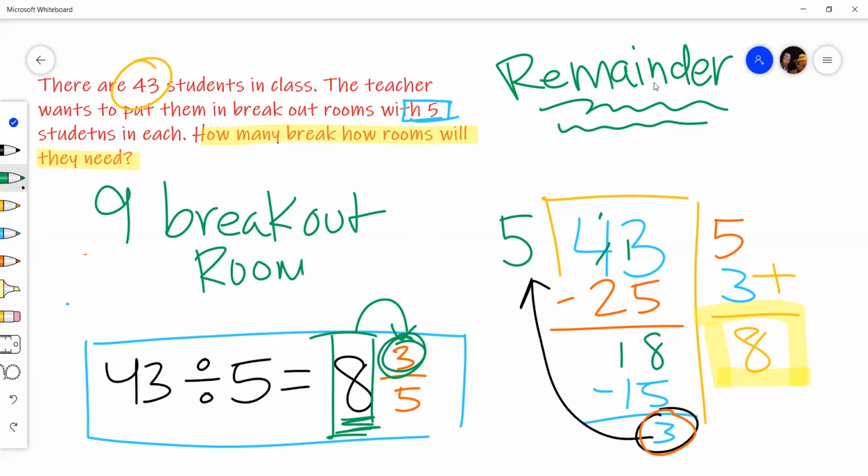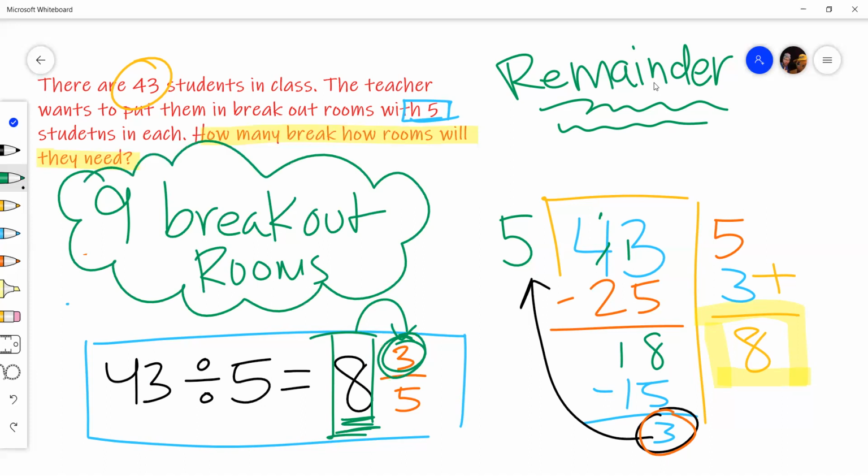Okay, so this is what we're talking about now as we start to think about what remainders mean and how they relate to a story. Because I wouldn't say, oh, I need 8 3/5 of a breakout room, right? We're not going to take a breakout room and cut it up. But we are going to say, listen, we have 8 full rooms, but now we need one more of those rooms because we have 3 students left over, and they're going to go into that room.